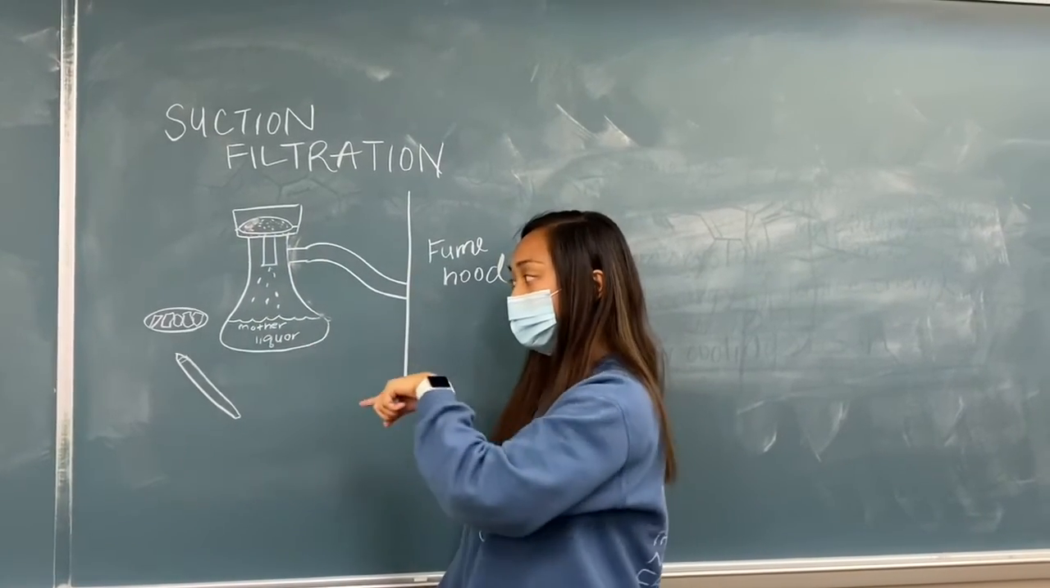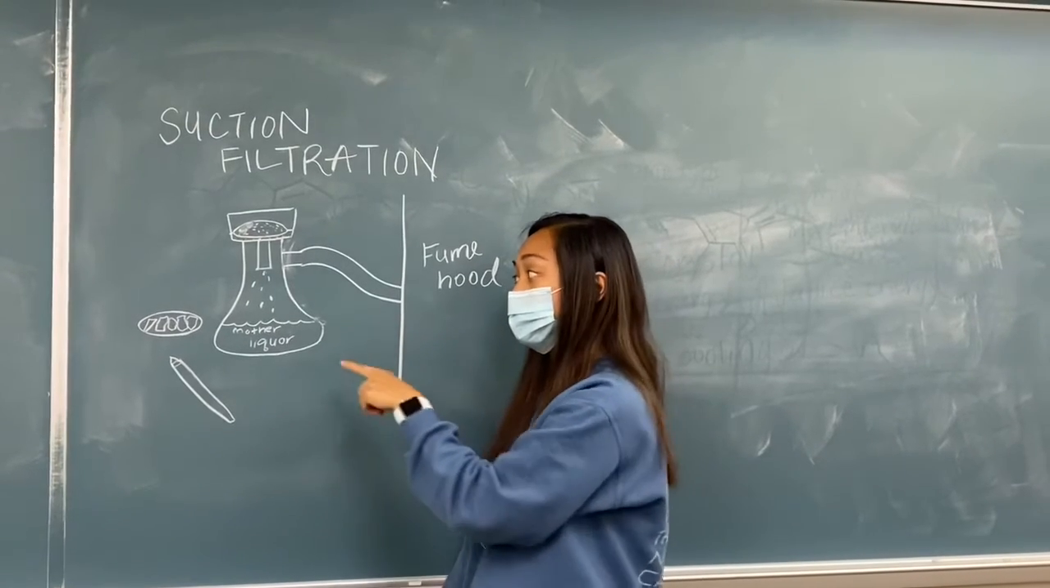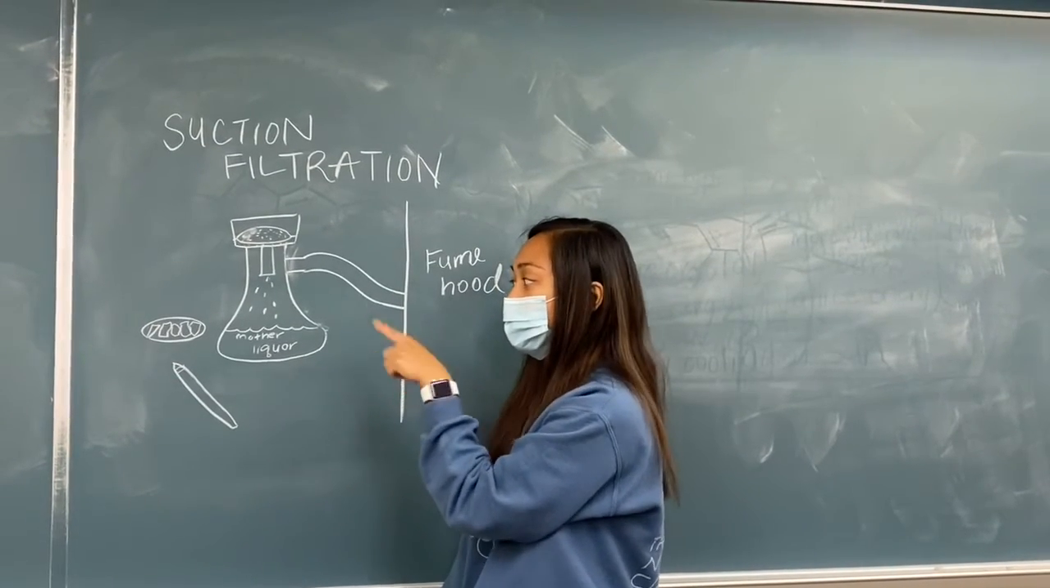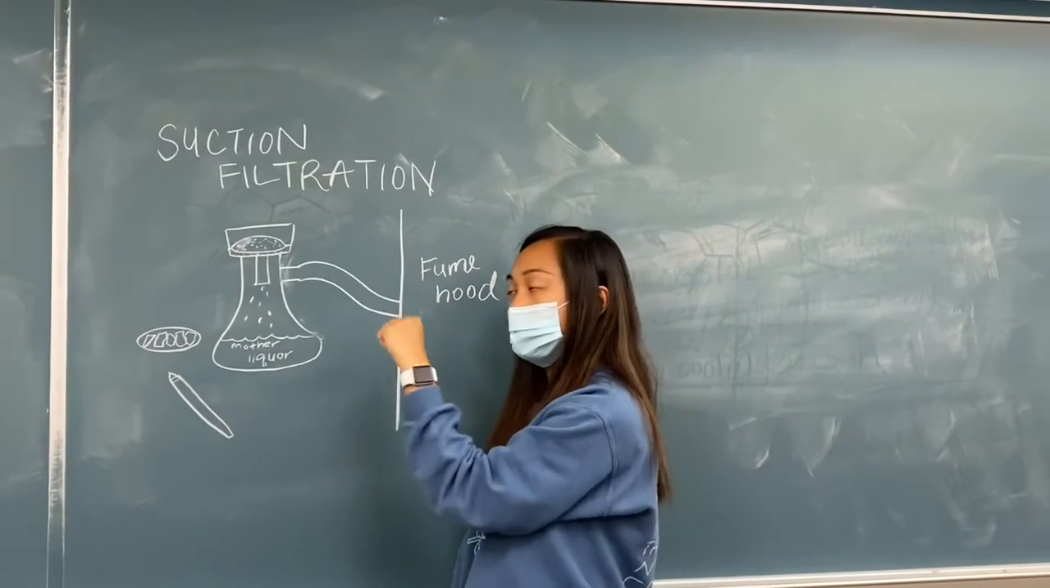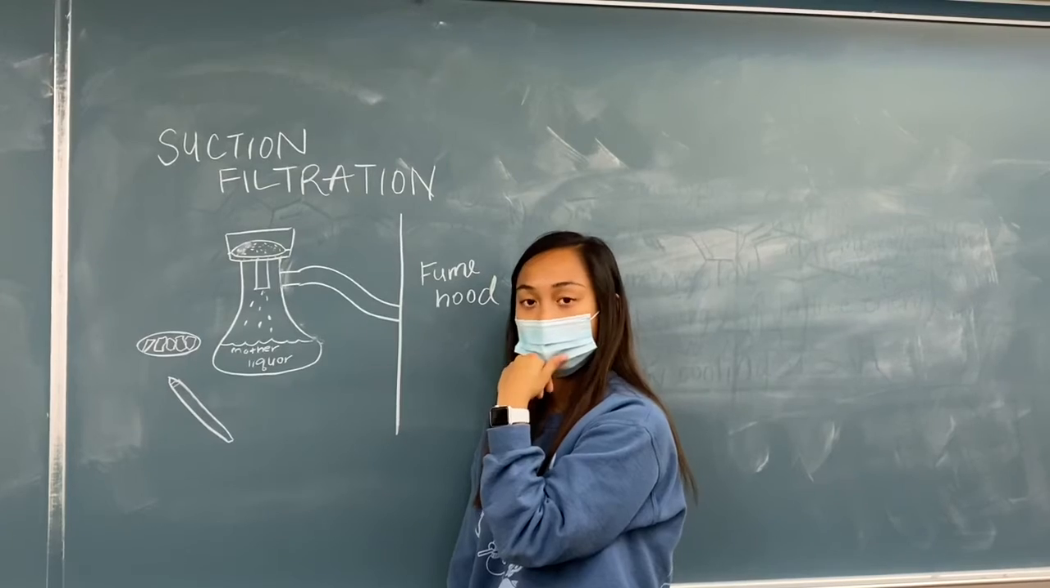At the bottom will be mother liquor, so that's supposed to be clear, and if it's not and you do catch some crystals at the bottom, you can pour the solution back into the original flask that you started with and then pour it back in so that you can try to get the most amount of crystals.